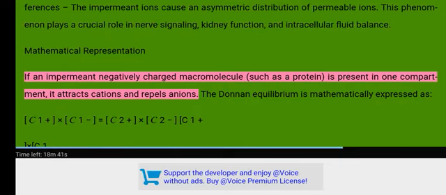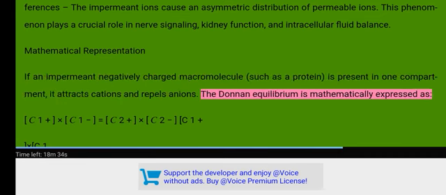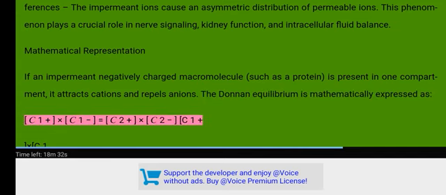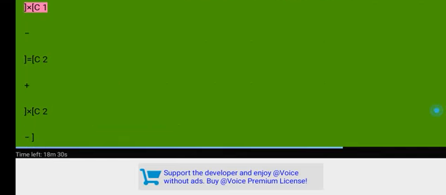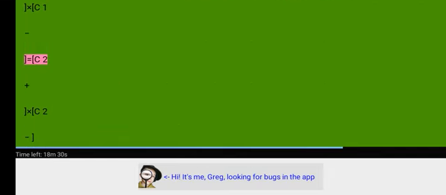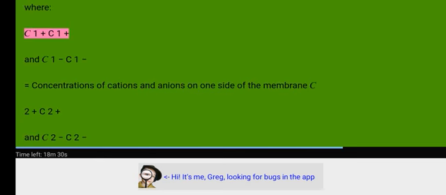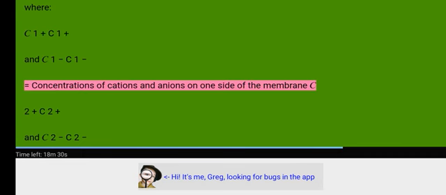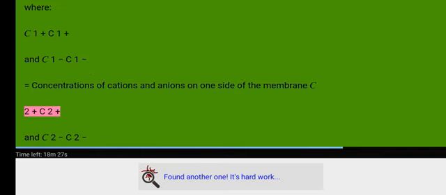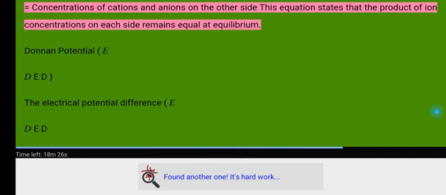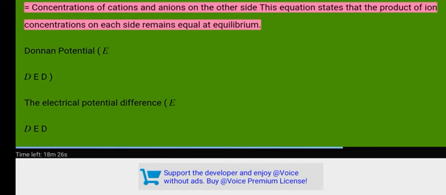Mathematical representation. If an impermeable negatively charged macromolecule, such as a protein, is present in one compartment, it attracts cations and repels anions. The Donnan equilibrium is mathematically expressed as C1+ times C1- equals C2+ times C2-, where C1+ and C1- are concentrations of cations and anions on one side of the membrane, and C2+ and C2- are concentrations of cations and anions on the other side. This equation states that the product of ion concentrations on each side remains equal at equilibrium.